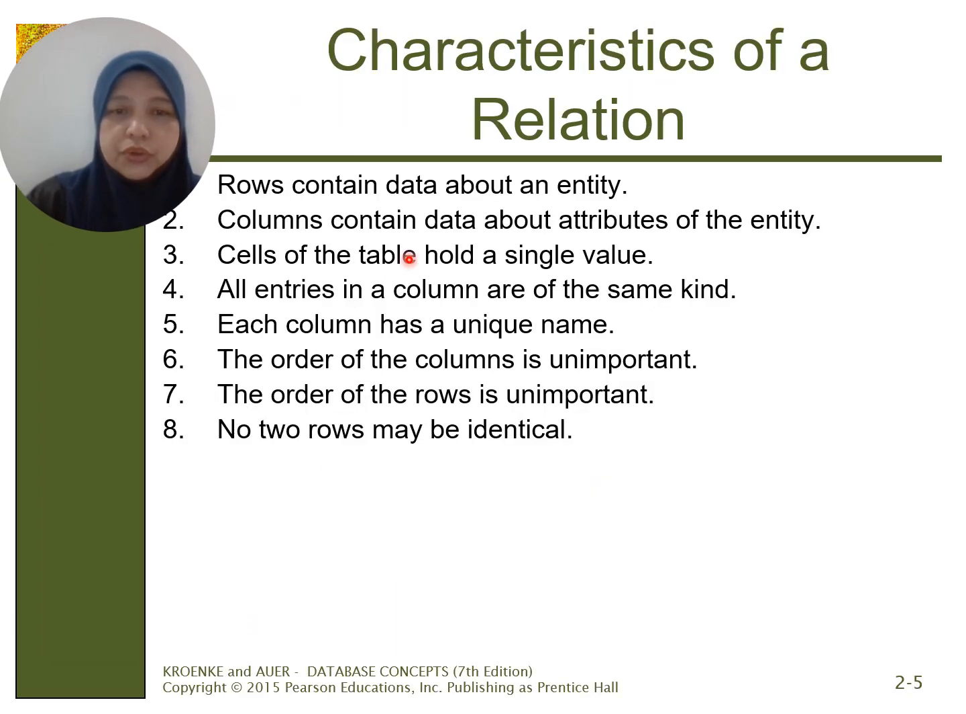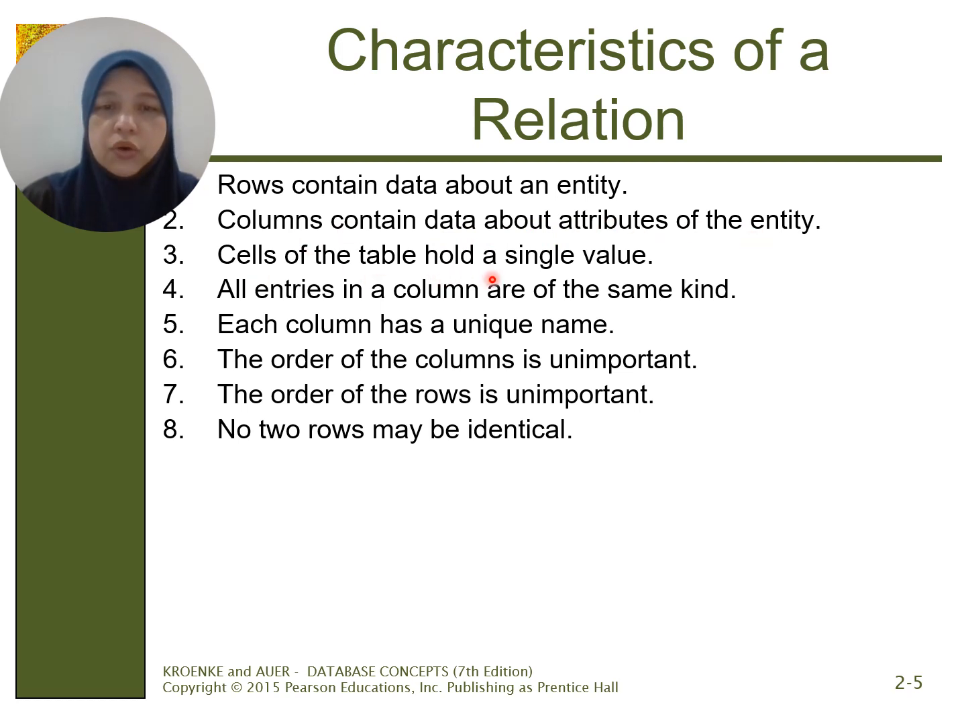All right, so rows contain data about an entity. Columns are the characteristics of a relation, meaning the characteristics of a table. Rows contain data about an entity. Columns contain data about attributes of the entity. Attributes are the fields like name, ID, age, home, and rows are the number of records. So columns contain data about the attributes.